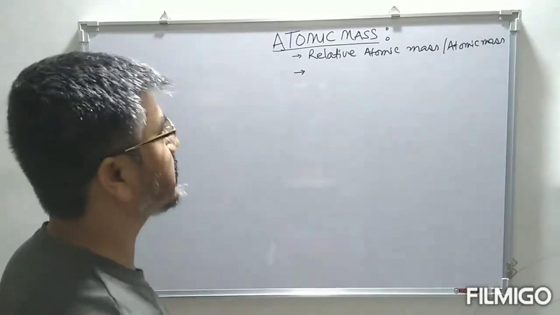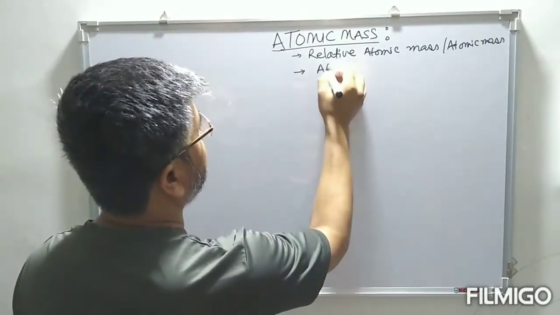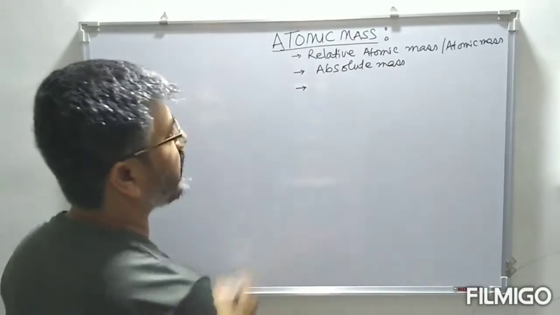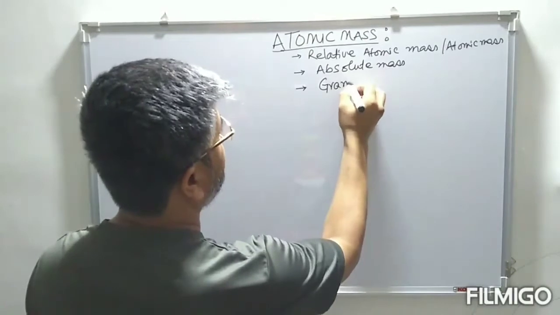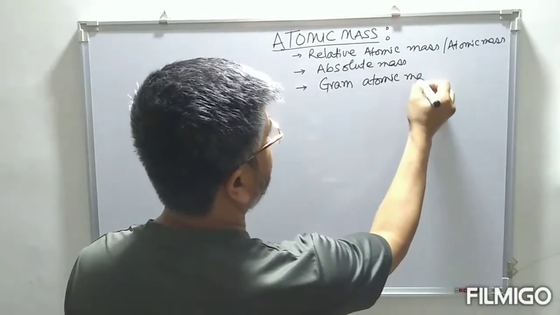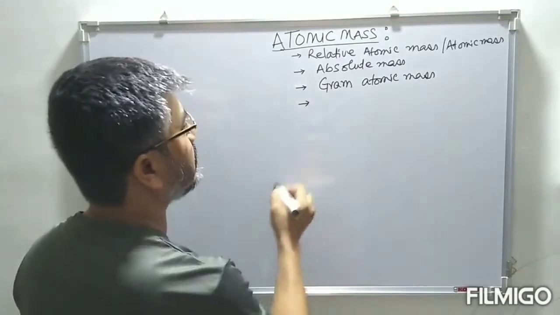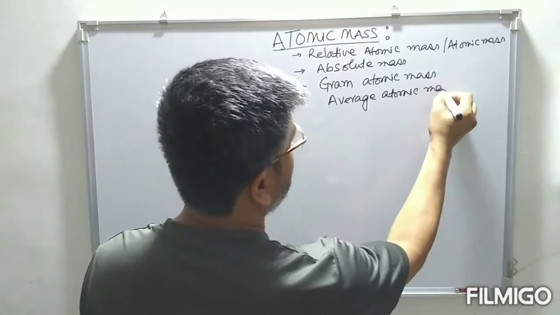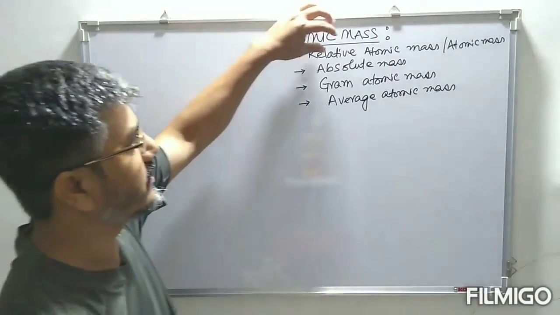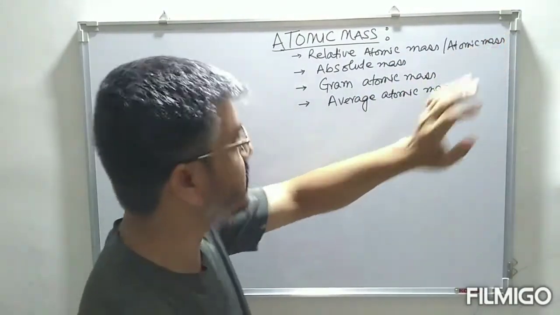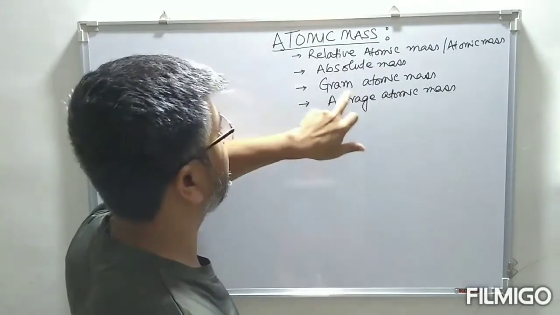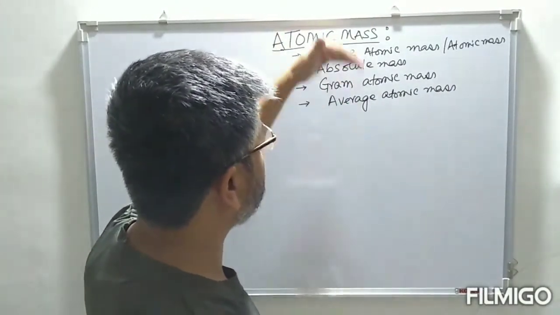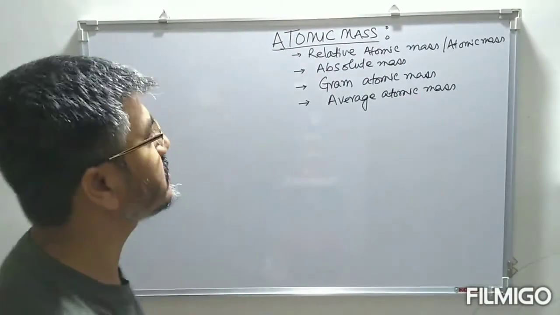The second type of mass that we use is absolute mass. Then we have gram atomic mass. Then we also have average atomic mass. So we have the relative atomic mass, or simply atomic mass, absolute mass, gram atomic mass, and average atomic mass. We'll define each and every term and see the relationship between the various masses.